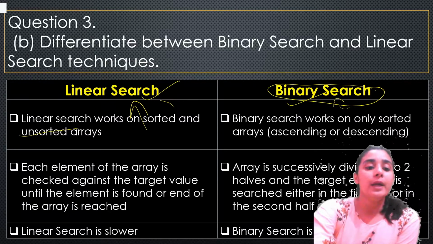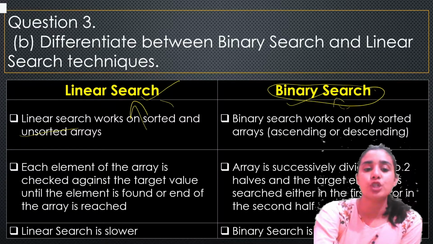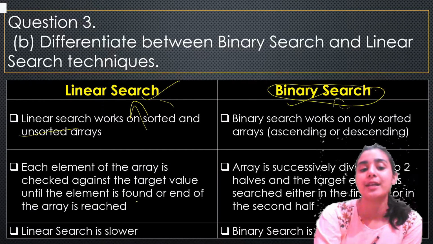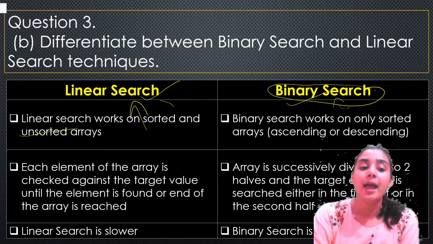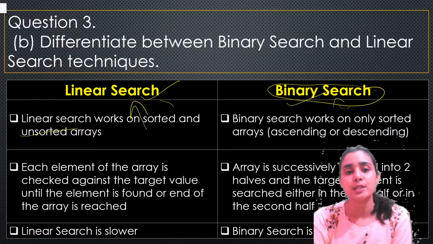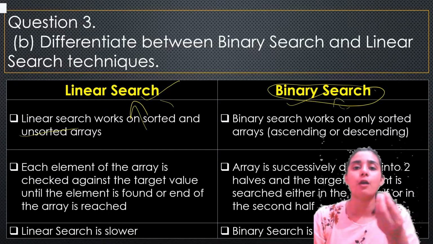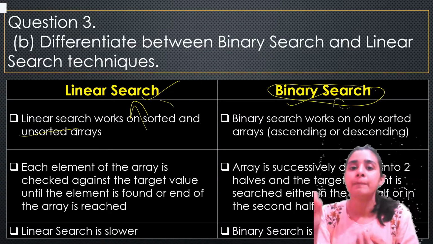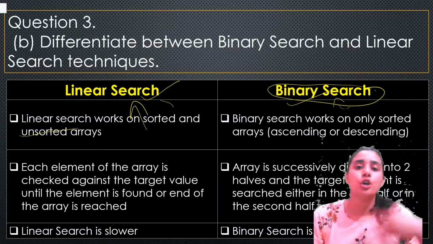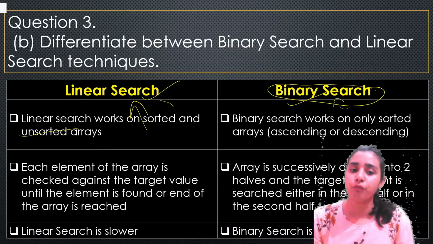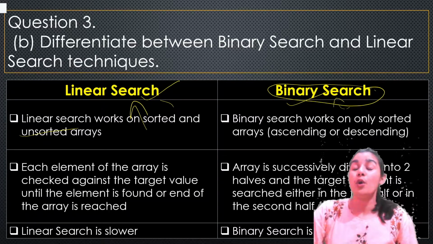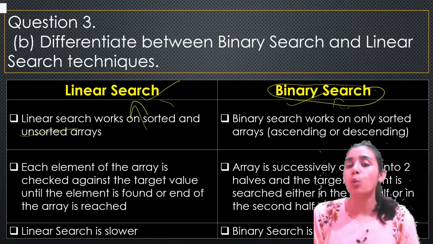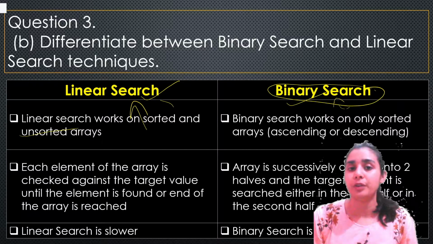In linear search, each element of the array is checked against the target value until the element is found or the end of the array is reached. We are picking one element and checking it against all the members. If it matches, we say yes, it is found. Otherwise, we have to check till the end. So basically this is the biggest disadvantage of linear search.